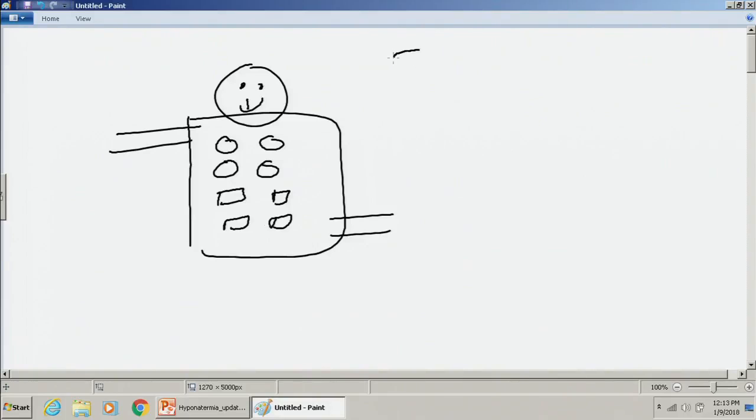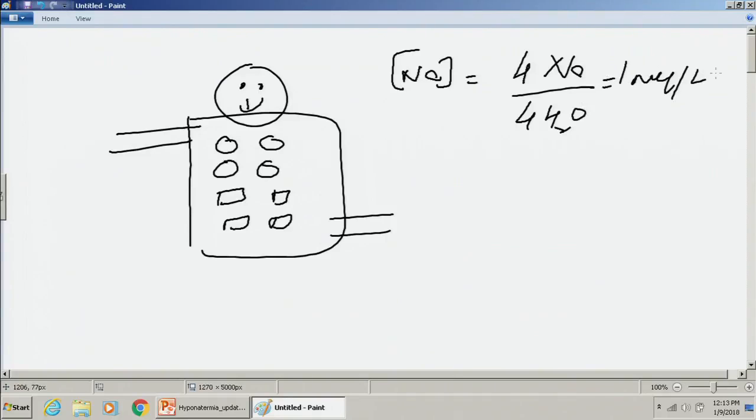So if I have to calculate the sodium concentration in Mr. Jack at this time, we will say number of solutes, which is 4 sodium, divided by 4 of water. So my concentration comes out to be 1 milliequivalent per liter. Make sense? Okay. Now, when I showed you the first slide on what hyponatremia means, we said it means too much water, right?